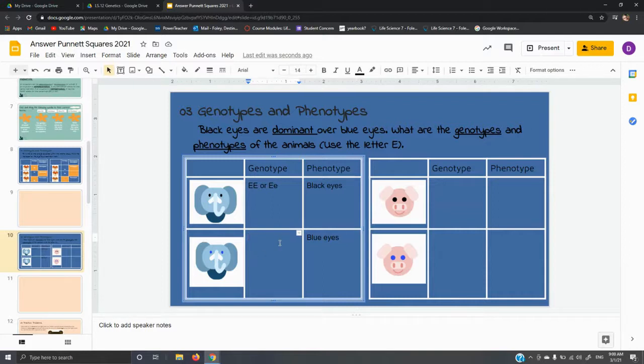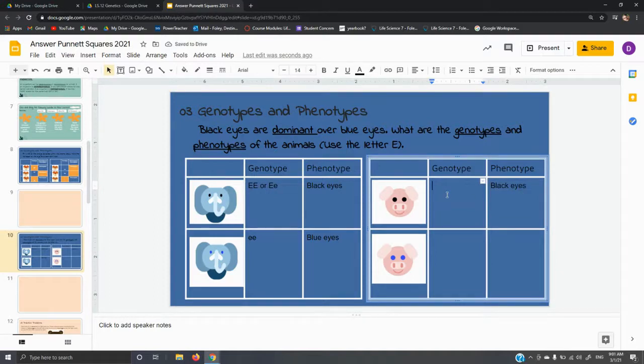So if you said lowercase e, you are correct. So it is recessive, which means it is represented by a lowercase letter. We're going to do the black-eyed pig together, and then you're going to do the blue-eyed one by yourself. So the genotype, what is it? Alleles. Let's not start here. Let's start with phenotype. What color are the eyes of this pig? They're black. They have black eyes.